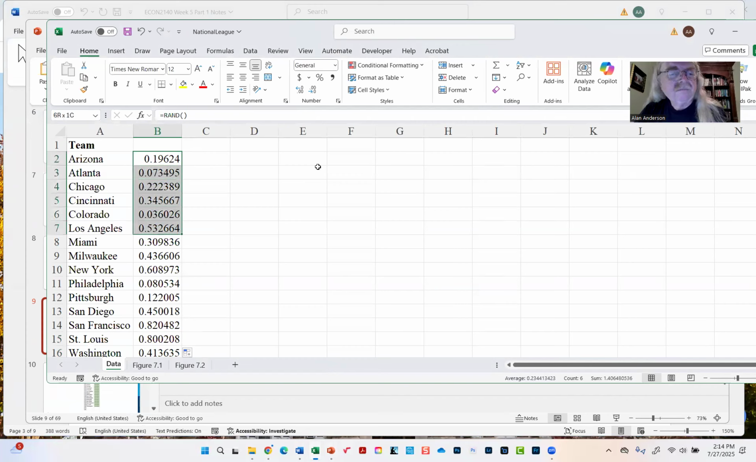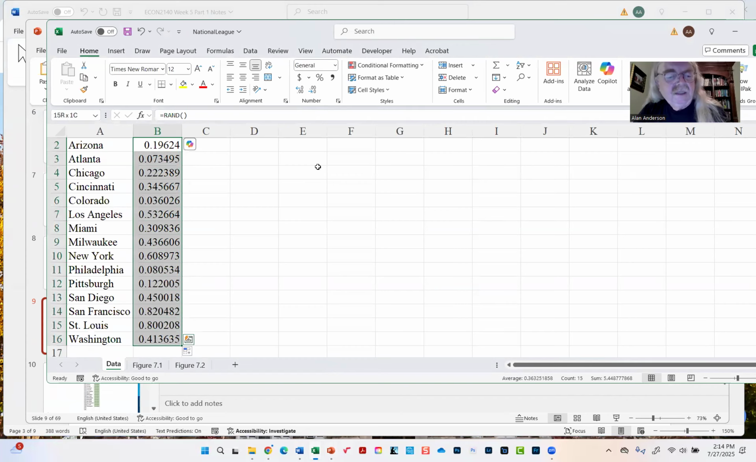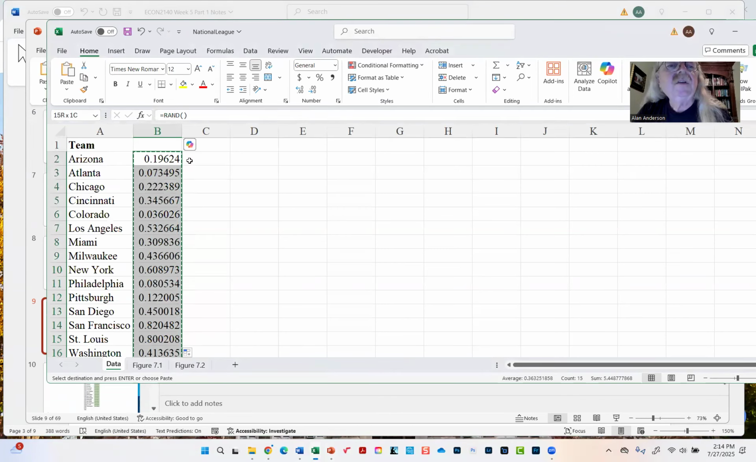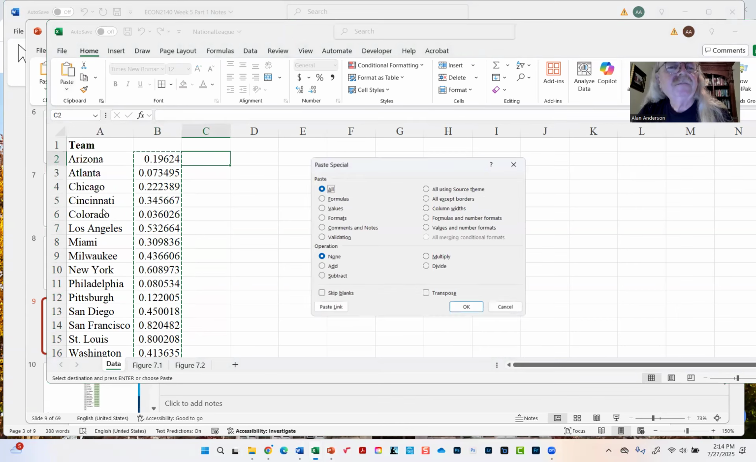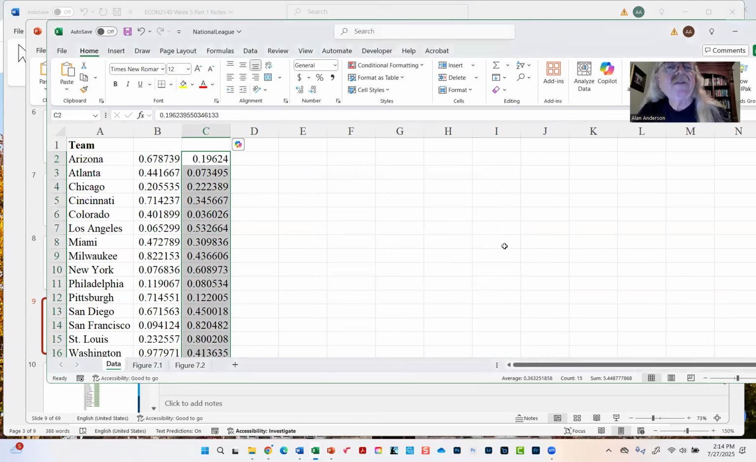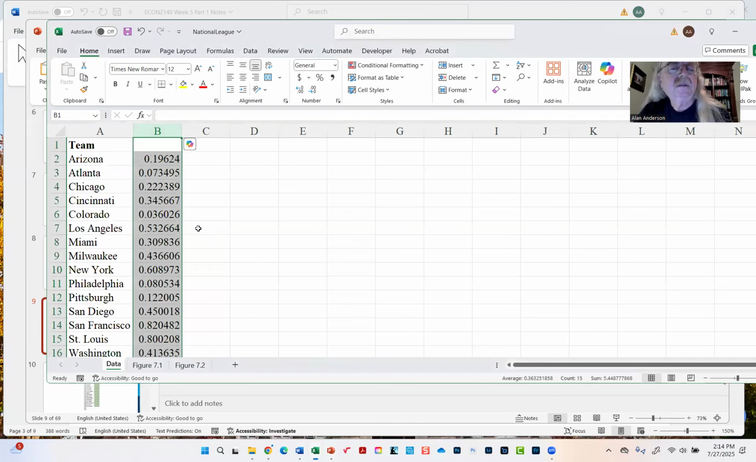You select the numbers, you hit Control C or Command C, depending on whether it's a Mac or a PC. Come over here, and then you're going to paste special values and number formats. And so now the numbers we saw a second ago are locked in forever. They can't change anymore. These will keep changing, but these won't. In fact, you could delete this column if you want to. We don't need it anymore. So that is kind of annoying.